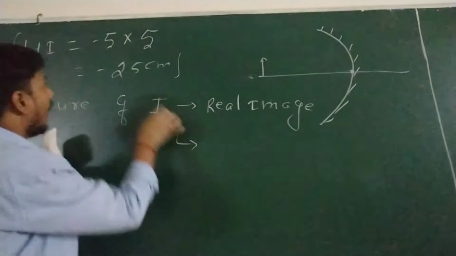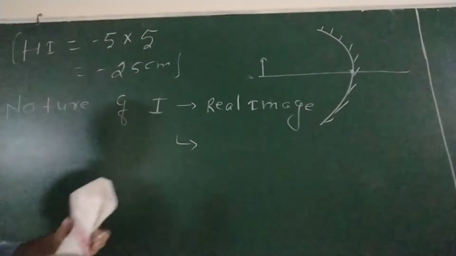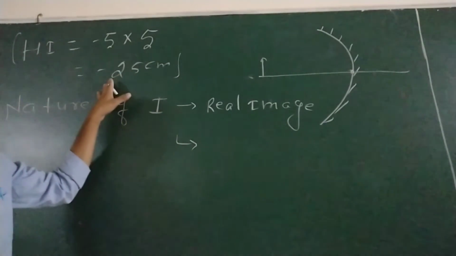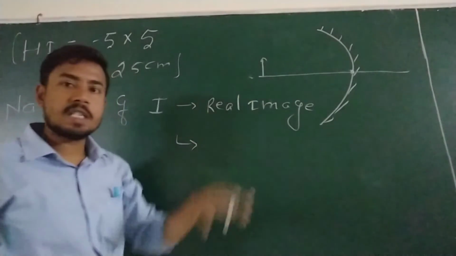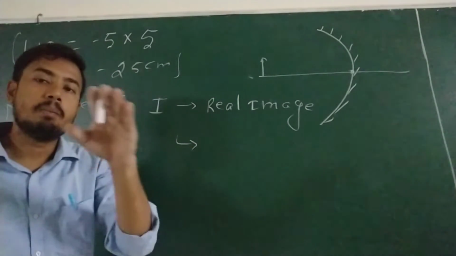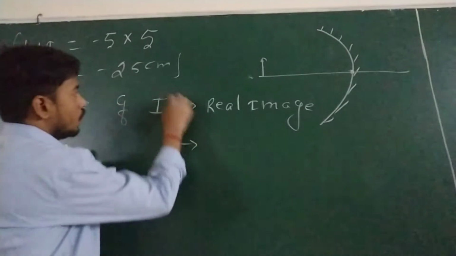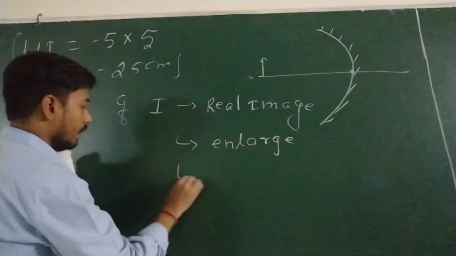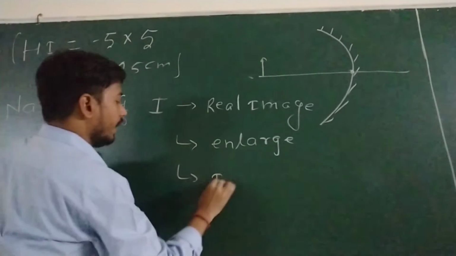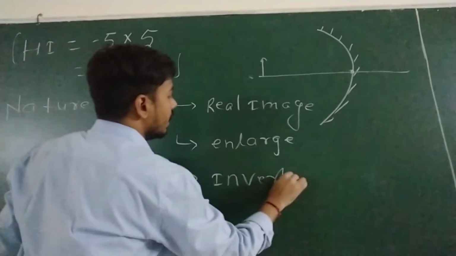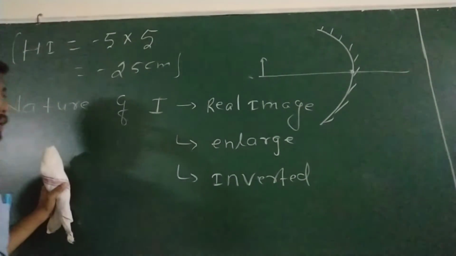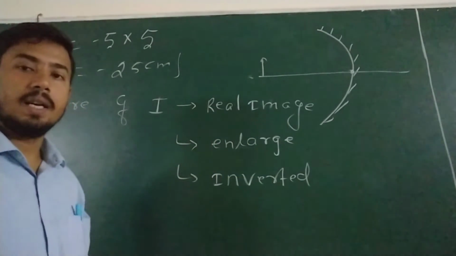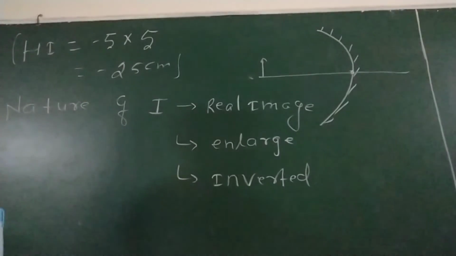Second, height coming reverse. Height is minus 25. It means height of image is only 25. Minus representing that object is above the principal axis, then image will be below the principal axis. So we can write enlarged. Third, minus will represent inverted. So this is the position of image. See, nature of image: real image, enlarged and inverted. So this is all about this numerical.